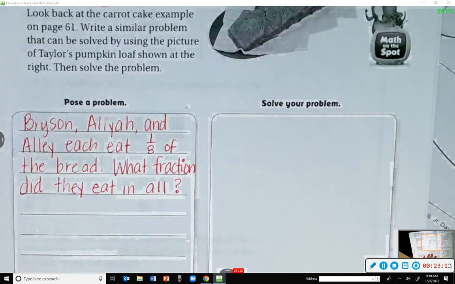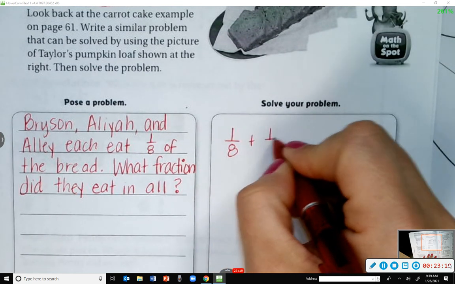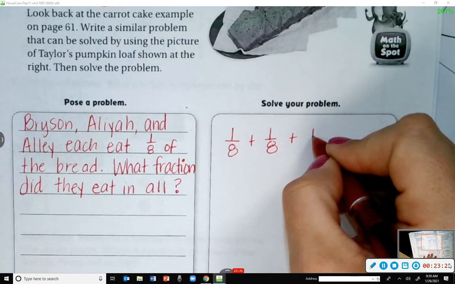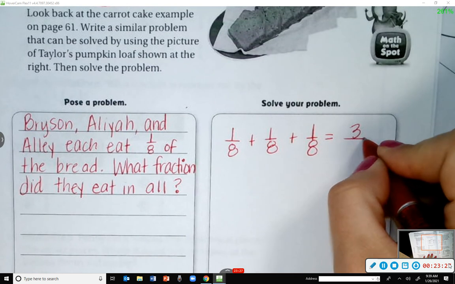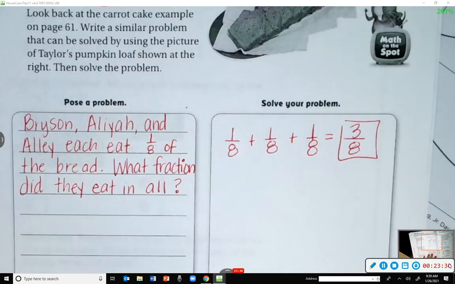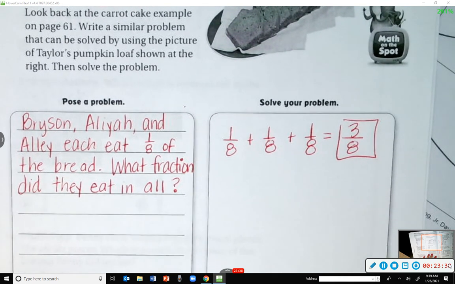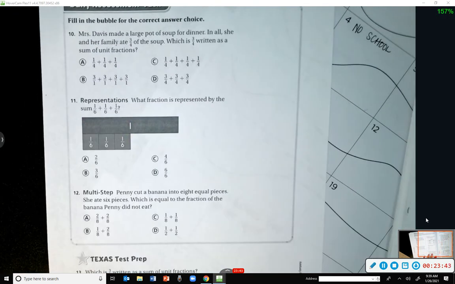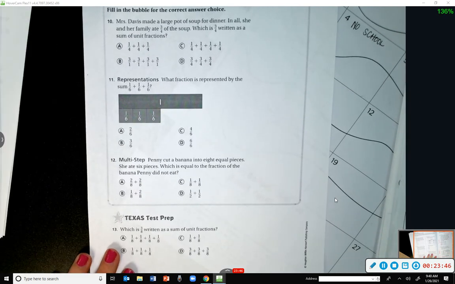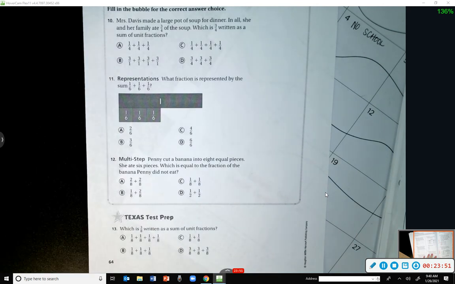Okay, good. We are going to compose them by adding the 3 pieces they ate, which is 1/8 plus 1/8 plus 1/8. So how much did they eat in all? 3/8. Okay. Any questions so far? No, ma'am. All right, last page. 10, 11, 12, 13. I want you guys to do this on your own. And then we'll come back and check together, okay?